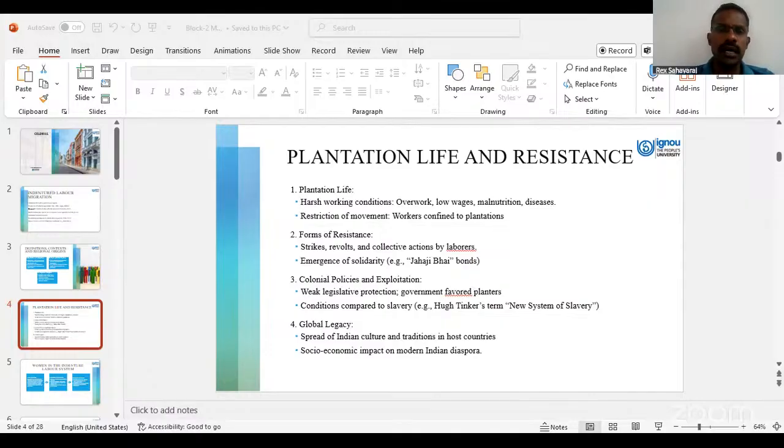Imagine Mahatma Gandhi in South Africa, who saw Indians over there struggling for their rights. So that type of thing had happened. Colonial policies and exploitation, weak legislative protection, and government favored planters. Right? The British government favored the planters and asked them to work as they wanted. They don't interfere, even though they know that injustice is happening to them.